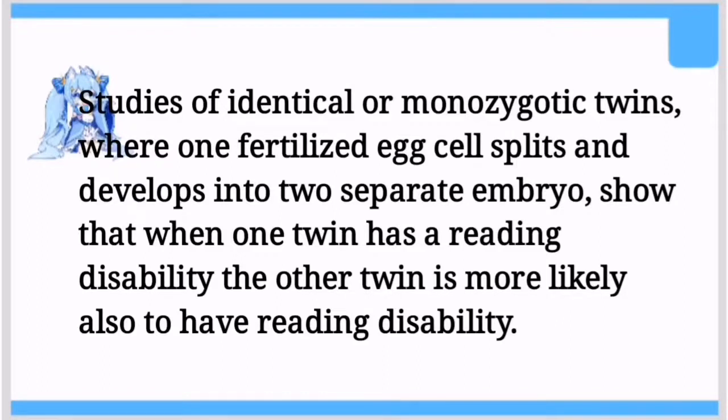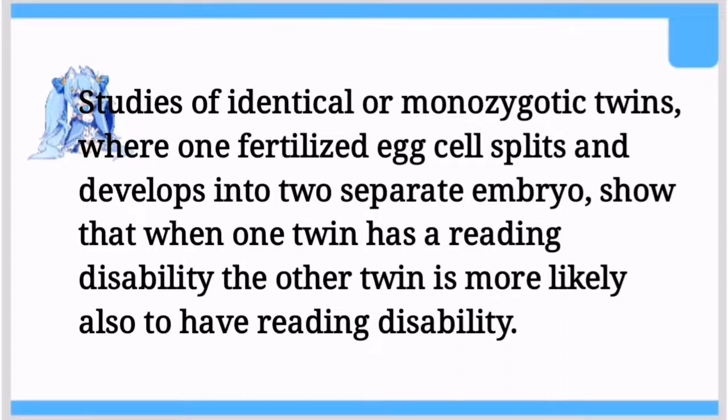Studies of identical or monozygotic twins, where one fertilized egg splits and develops into two separate embryos, show that when one twin has a reading disability, the other twin is more likely to also have a reading disability. In identical twins, they possess the same physical and mental traits. However, research shows that this is not true.